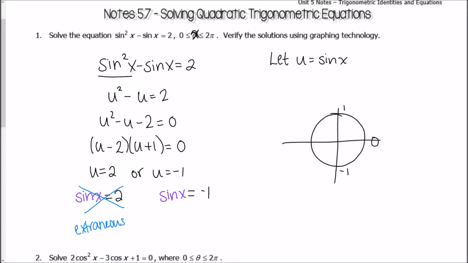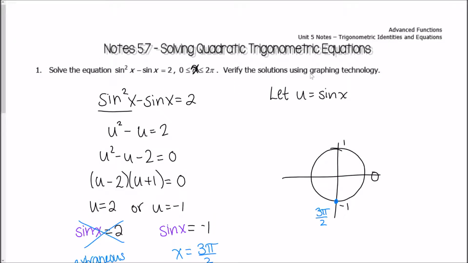So then our other possible answer happens when x is equal to, now if I'm looking for where sine is negative 1, I know it's negative 1 down here, which is 3 pi over 2. So x equals 3 pi over 2, and that's my solution to question number 1.